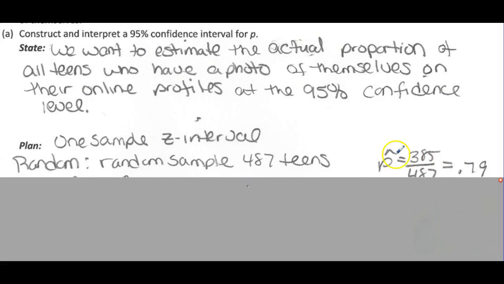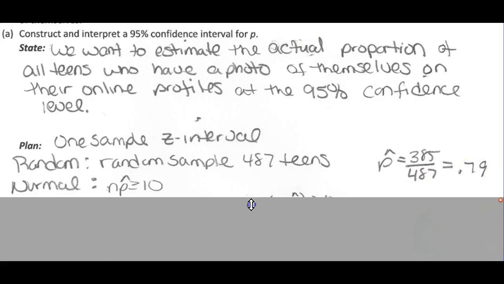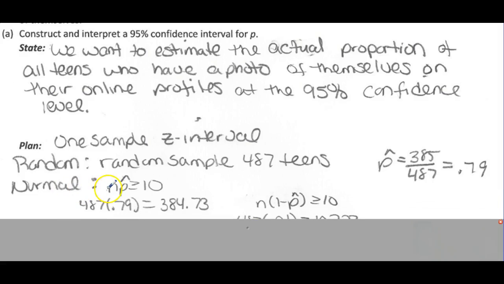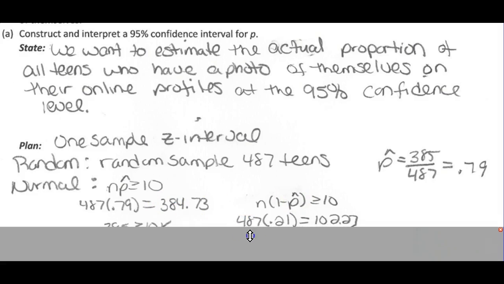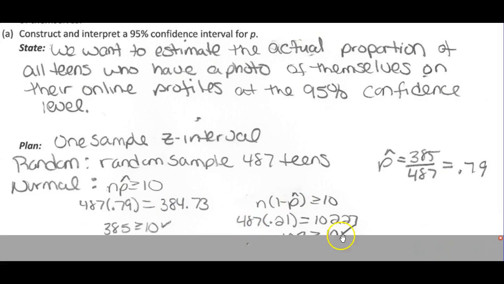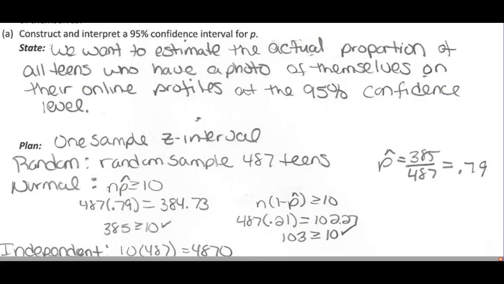Now I'm finding my p hat. So 385 of the 487, which gave me a proportion of 0.79. Is it normal? So n times p hat, 487 times 0.79 is 384. That's well more than 10. And then I have n times 1 minus p hat, so 1 minus 0.79 is 0.21, times 487 gave me 102.27. Both of these conditions are met.